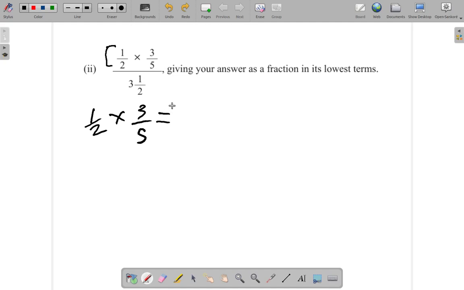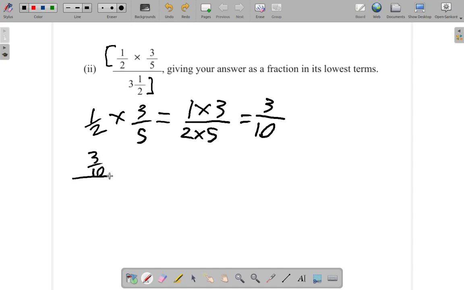You know that when you multiply fractions, you have top times top, 1 times 3 at the top, over the bottom, 2 times 5. So what you have is 3 over 10, 3/10. Now let's include this part. Up top you have 3/10 divided by 3 1/2.